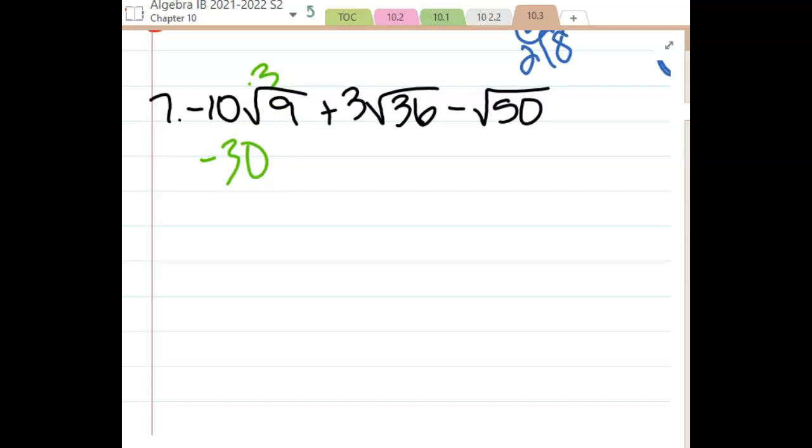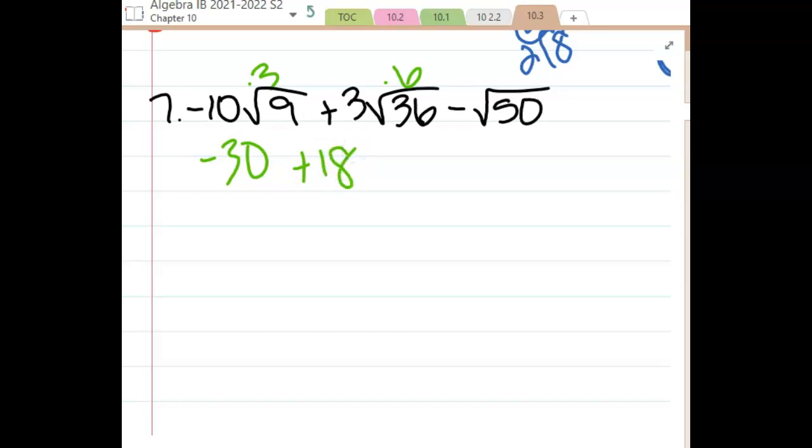Now, if you don't recognize that, that's fine, and in your cake you would get there anyway, but be on the lookout for these perfect squares. Because look, what's the square root of 36? 6. So you don't have to cake 36. Just say the square root of 36 is 6 and take 3 times 6, which is 18.